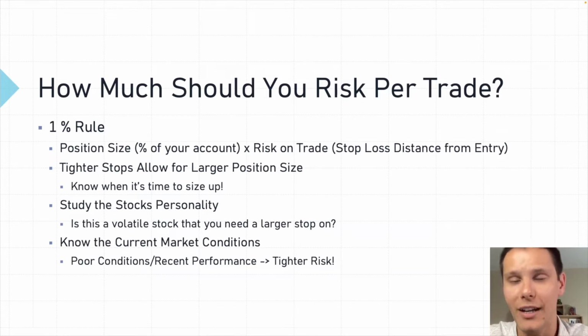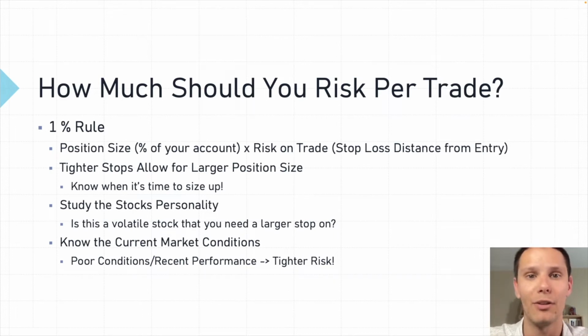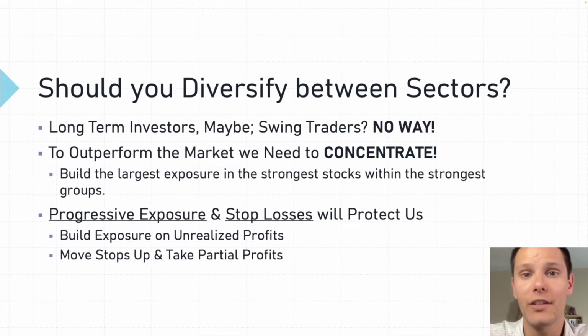But right now we're in a bear market. Personally, again, not getting a lot of traction on recent trades, so I'm keeping my stop loss and position sizing down to where my total risk on any trade is about 0.5%. On to question number 2. Should you diversify your investments between sectors to reduce your overall risk?